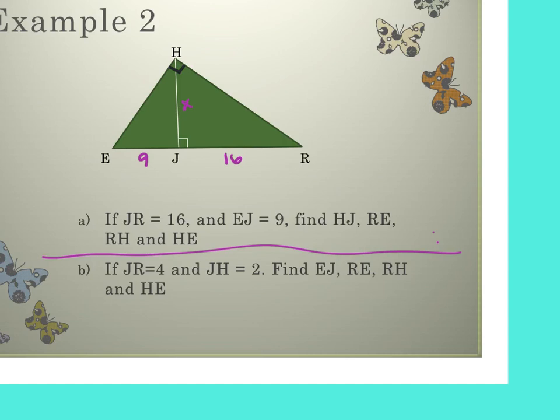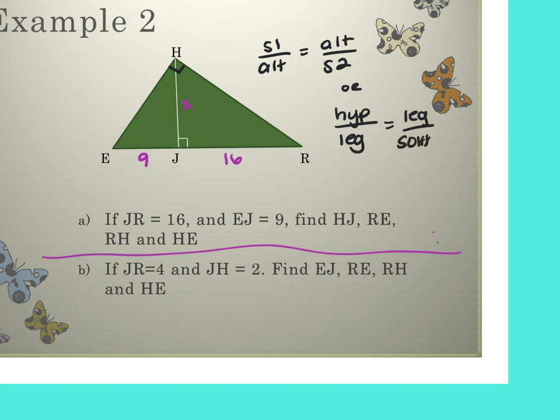So there's two proportions we want to use. Segment 1 over altitude equals altitude over segment 2, or hypotenuse over leg equals leg over segment of the hypotenuse adjacent to the leg. The easiest way to identify this is, am I involving the altitude or am I using the leg of a triangle? If we label HJ as X, that is my altitude, which means I'm going to use this first proportion.